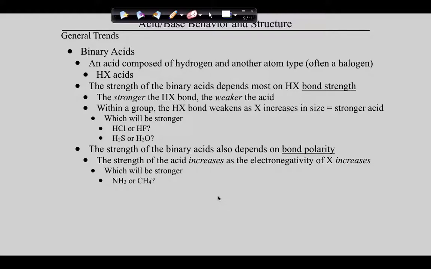Okay, so let's look. So guys, we've got this. I'll draw them here. We've got NH3 and we've got CH4. So guys, what we need to know to figure out the strength of these molecules, the acidic strength of these molecules, is we need to know the polarities of the bonds.